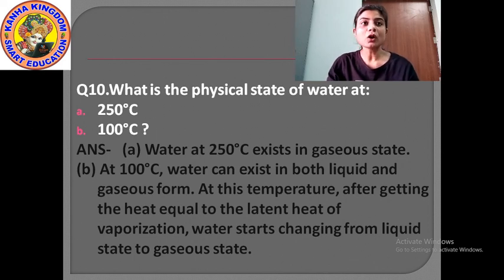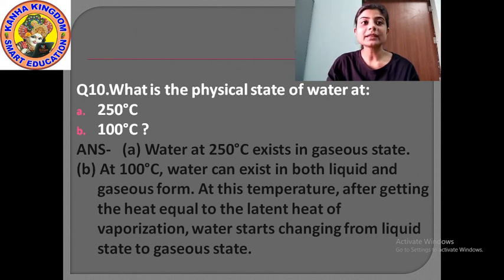Understood? So what is the physical state of water at 250 degrees Celsius? That is more than 100 degrees. Yes or no? So in which state will it be? It will be in gaseous state. So the answer is, water at 250 degrees Celsius exists in gaseous state because it is more than 100 degrees.